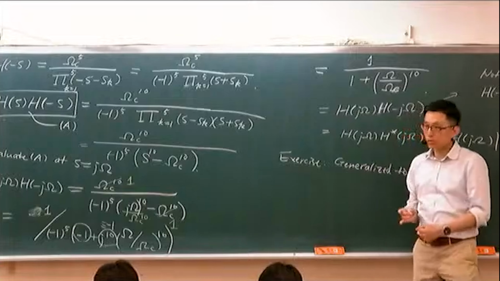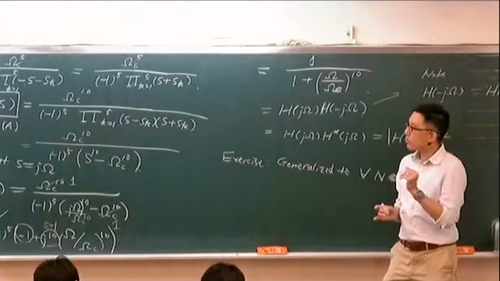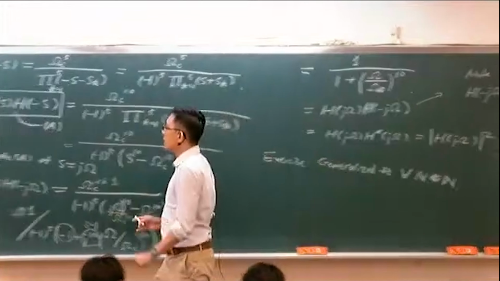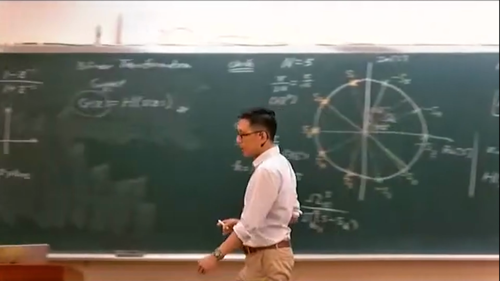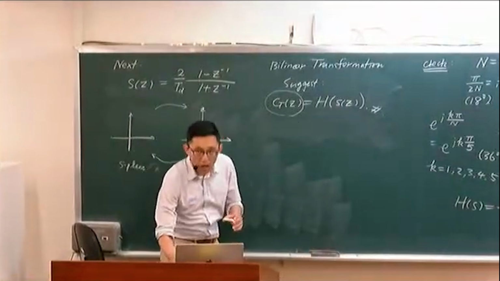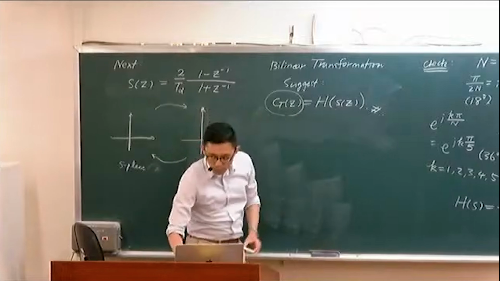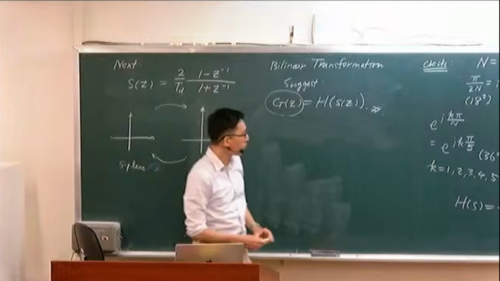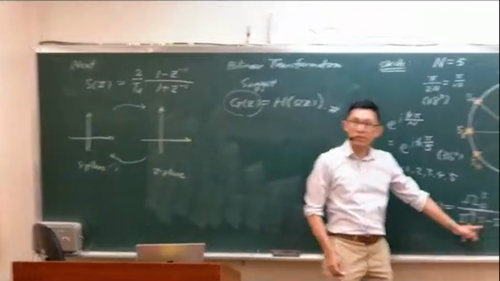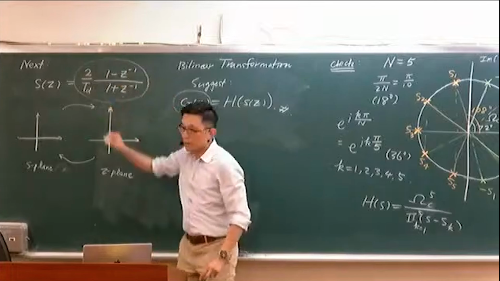One is why, one is how. At the how level, I want to demonstrate. Let's answer the how question first. Now, H of s of z, what do I really mean? Am I serious that whenever we see s, we replace it with the bilinear transformation? Yes, I'm serious.